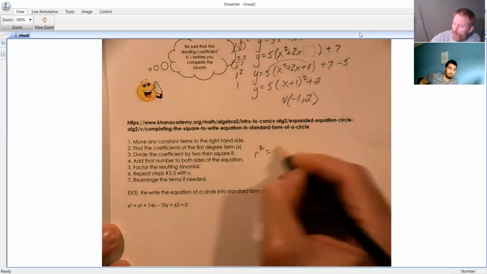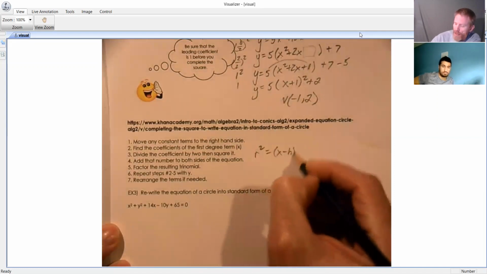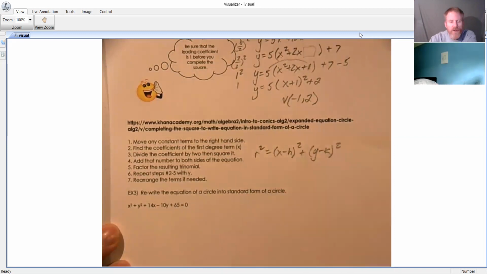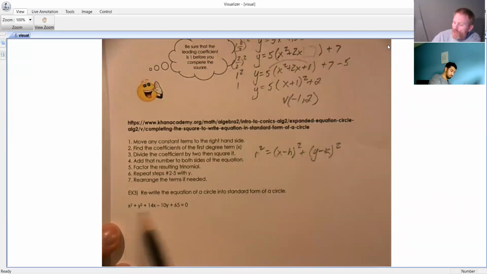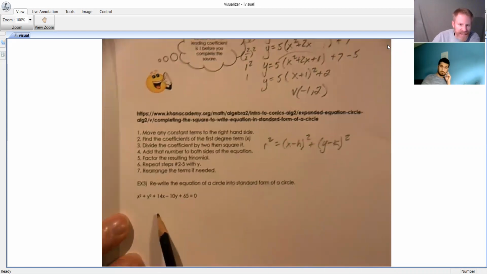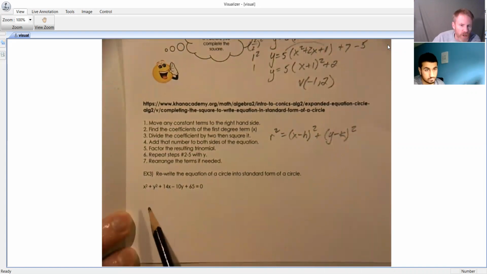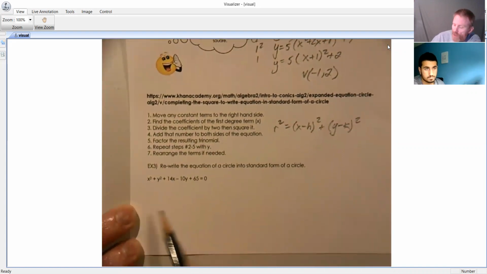r squared equals x minus h squared plus y minus k squared is the equation of a circle. So we're going to use this method of completing the square to convert what they give us into the standard form of a circle. So this format of a circle is actually something you might see on the SAT. So this question is very important, and that's why we bring it up in this lesson, because it's part of completing the square. You just have to do it twice.